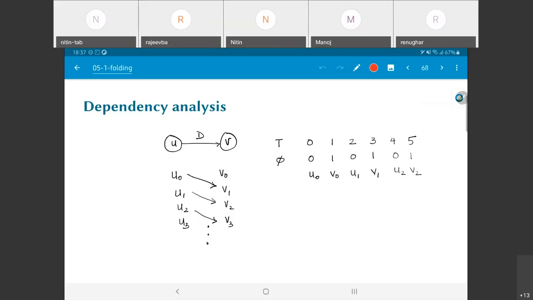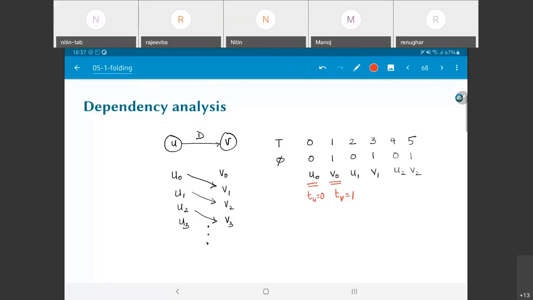Now look at this slightly different scenario, where I have scheduled U0 corresponding to T equal to 0 and U1 corresponding to T equal to 1, and then alternating U1, V1, U2, V2 and so on. The question is: is this a valid way of scheduling it? Is there any problem with this approach? And the answer is, actually, there is no problem with the approach. This is perfectly valid. There's nothing wrong with this.